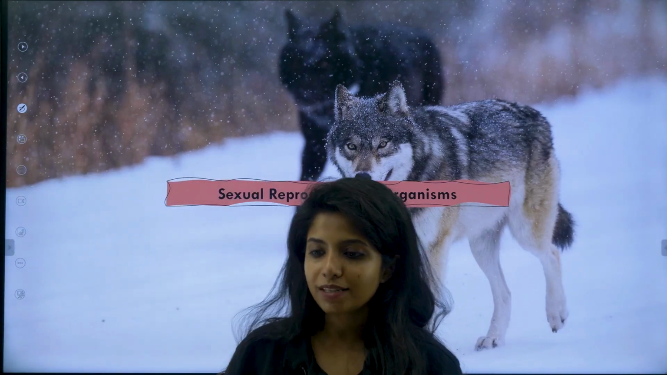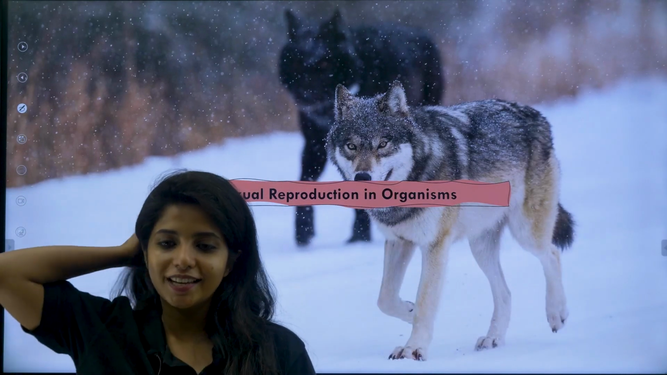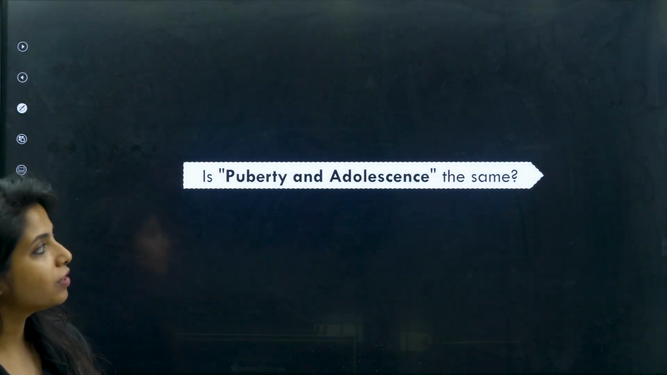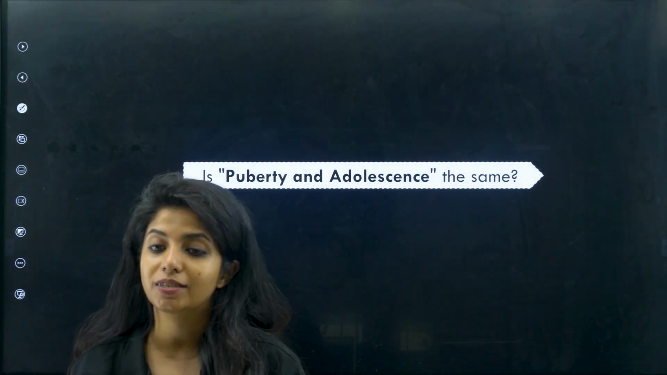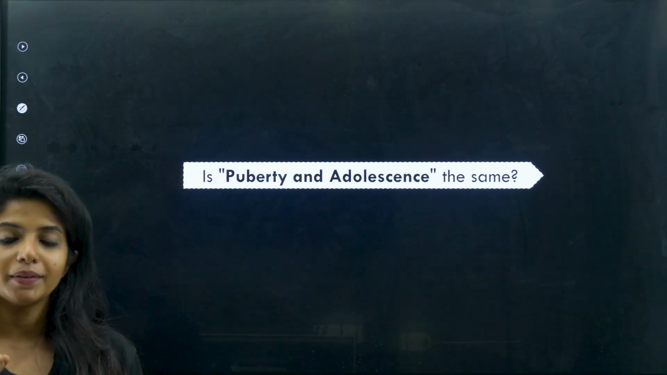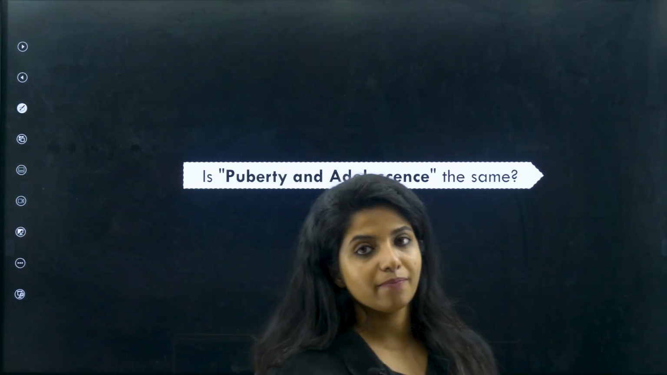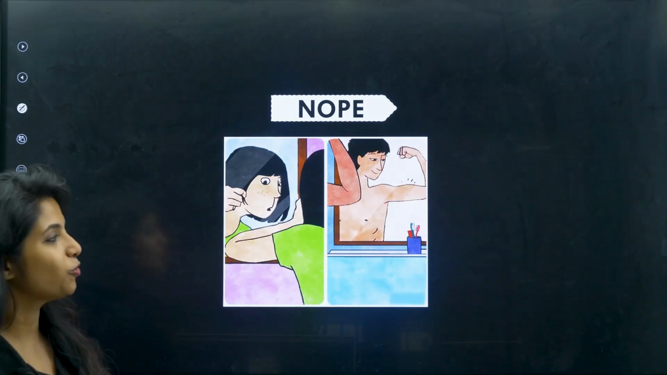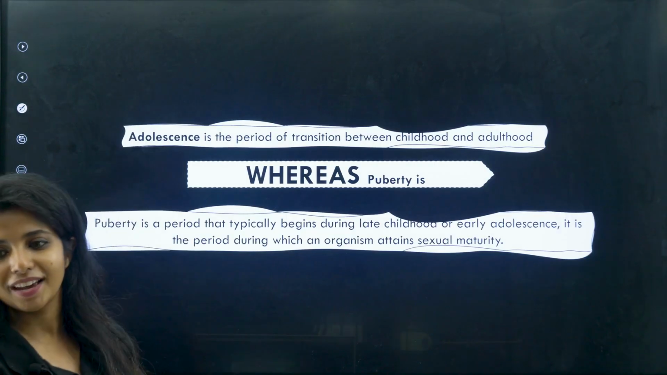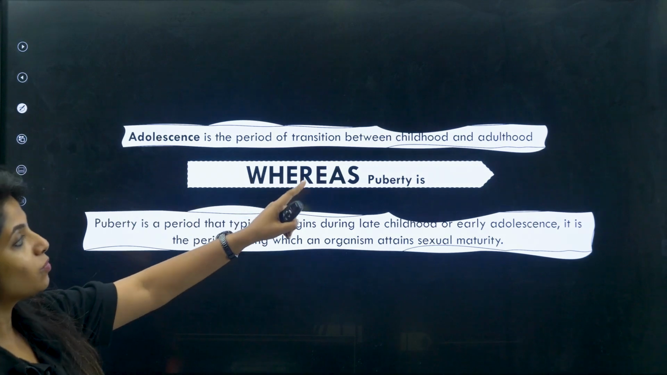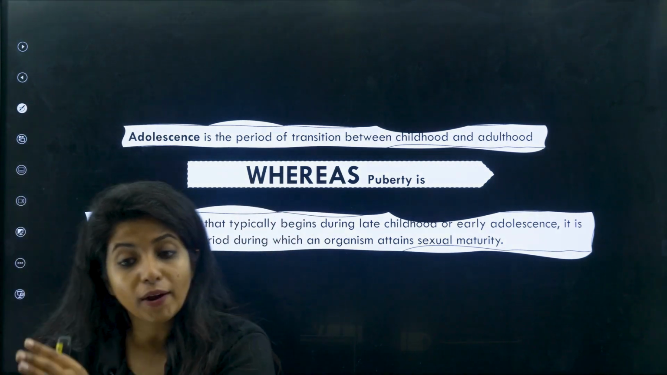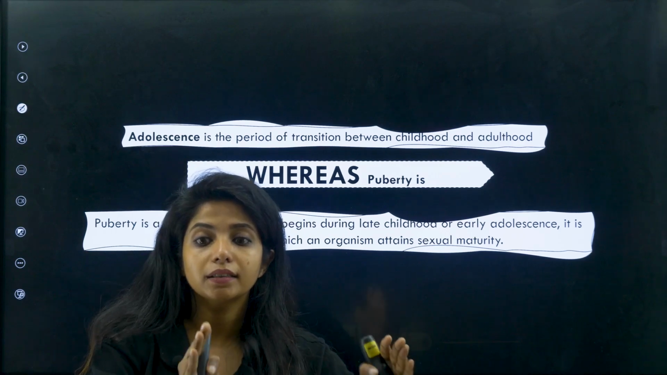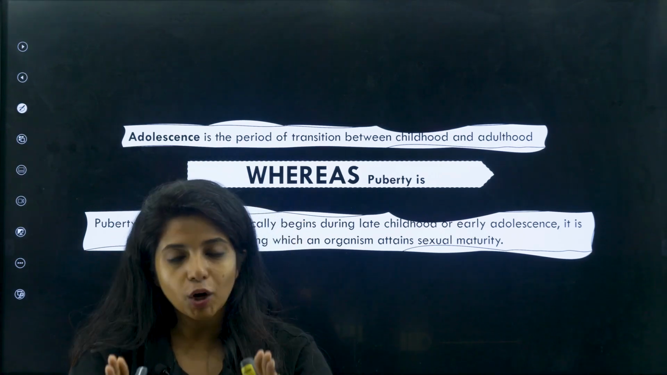Now it comes time for sexual reproduction in organisms, that is human beings as well. You have the first question, children: is puberty and adolescence the same? Are you in adolescence? Have you hit puberty yet? Let's see. No, it's not the same. First, adolescence is the period of transition between childhood and adulthood. The point where you are transitioning from child to adult is known as adolescence.